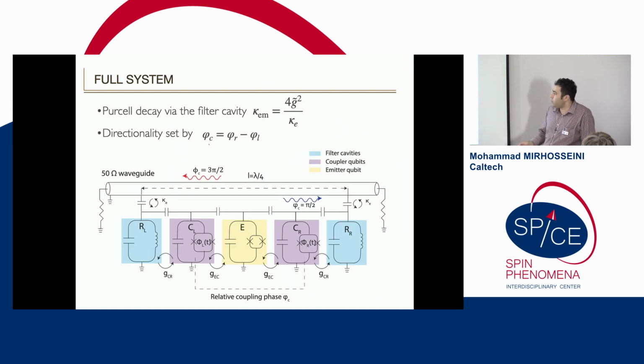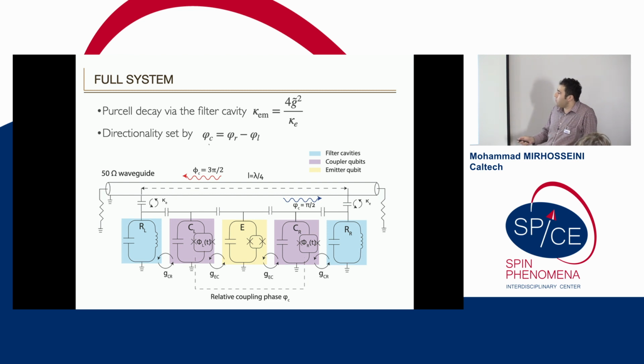Now, if you put two of these things next to each other, this is a waveguide, this is the emitter, these are the couplers, and these are the resonators. You can get some net decay rate to the waveguide from each of these paths. As I said, these resonators are in the Purcell regime, so whatever coupling you have to them can be converted to some decay rate to the waveguide.